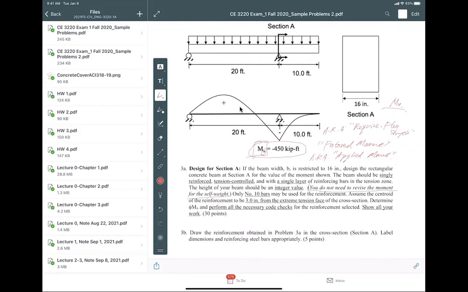All right. So you look at the problem, design for section A. So where is section A? Section A is on the support. And this is another trick, right? I have negative moment. So before you do anything else, you look at this.